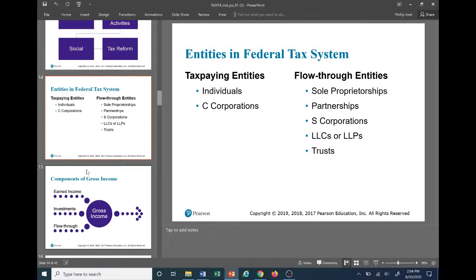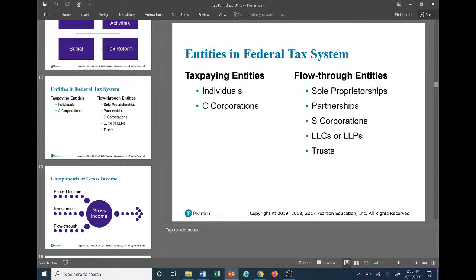Okay. Now, flow-through entities or pass-through entities; another word for pass-through or flow-through is a conduit. So pretty much all these other entities here, the sole proprietorships, the partnerships, S corporations, LLCs, LLPs, and trusts are all tax conduits. Once again, a tax conduit just means it's a pass-through. The taxes pass through to the individuals. So that's why these are flow-throughs, because it's going to pass through to the actual 1040s of the individual.